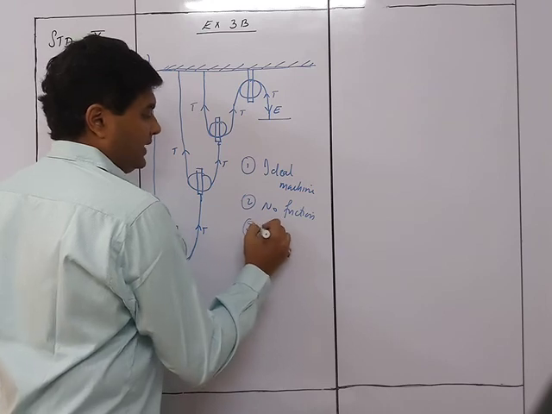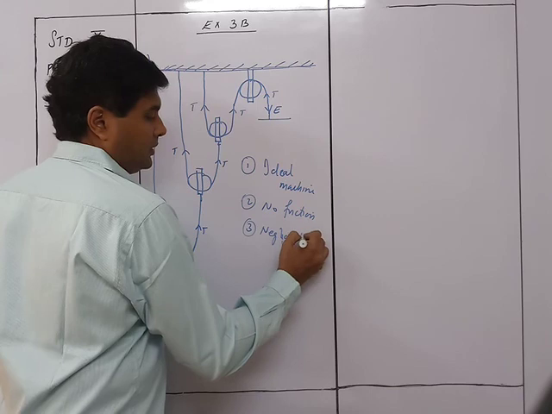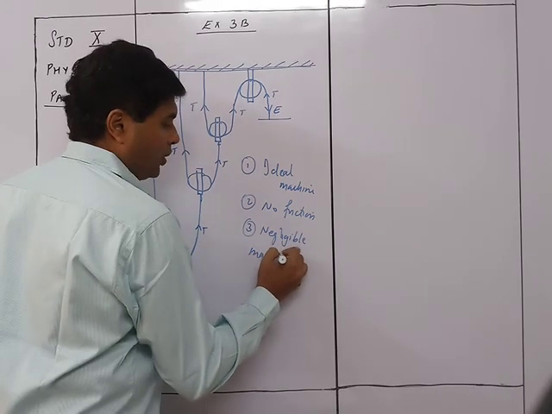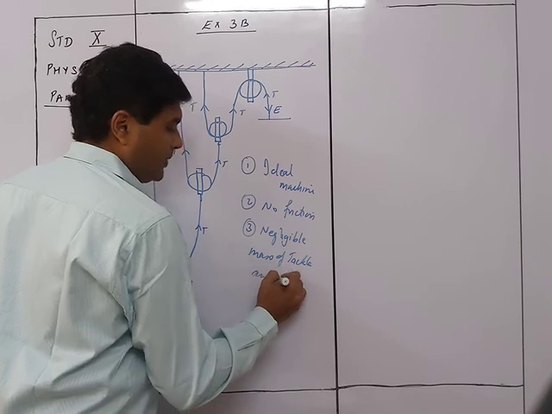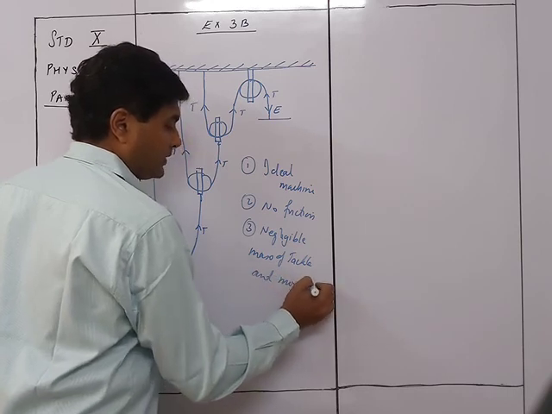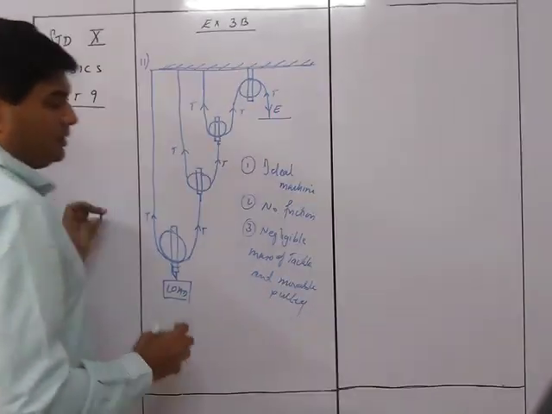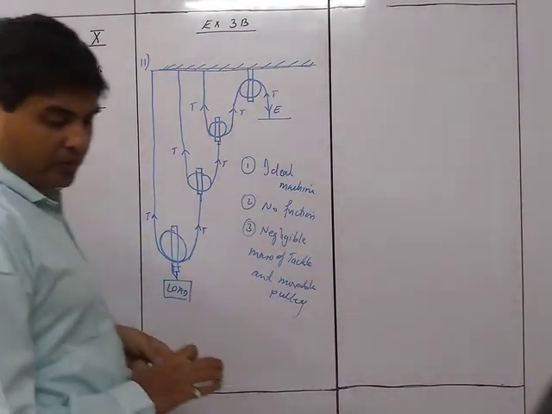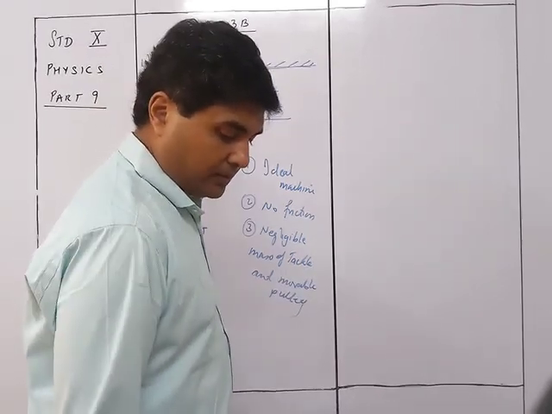Third is negligible mass of tackle and movable pulley. Okay, these are the different kinds of assumptions we have made while drawing this figure.